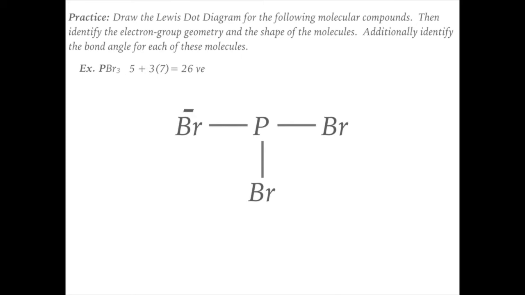Notice I drew a line instead of the 2 dots. If you want to draw a line instead of 2 dots, that's fine. It just saves a little bit of time. That's how I draw mine. Then phosphorus right now has 6. It needs 8, so I'm going to add 2 there. And so I'm done there.